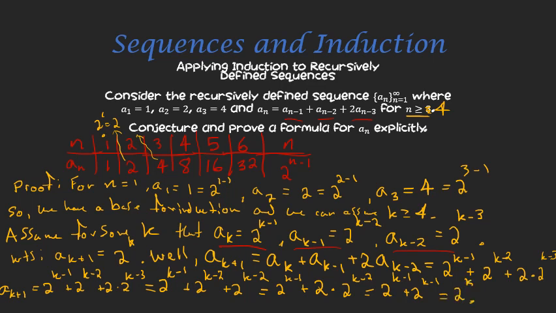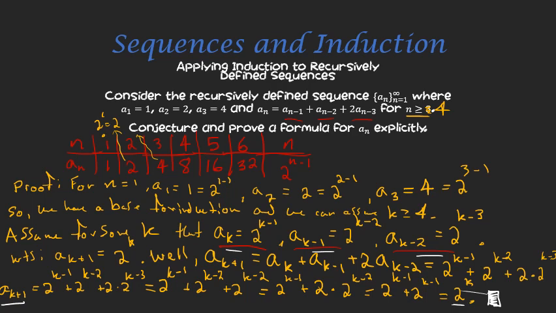And I've kind of run out of room. If you want, include a last line saying, by induction, the formula will hold for all n. But that's really our proof, since we showed that a sub k plus 1 is equal to 2 to the k, and we used a sub k minus 1 and a sub k minus 2 to do that.